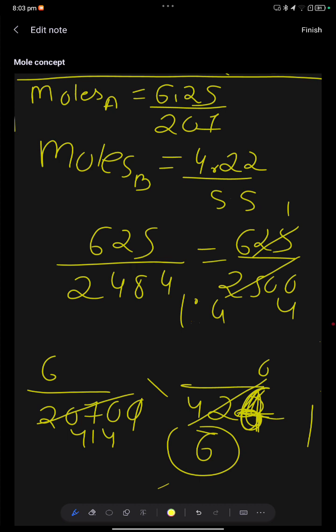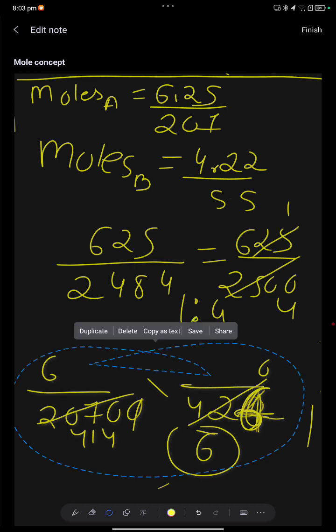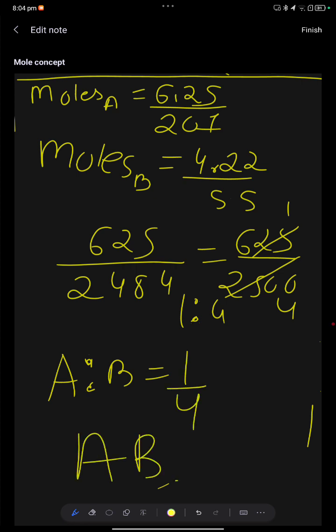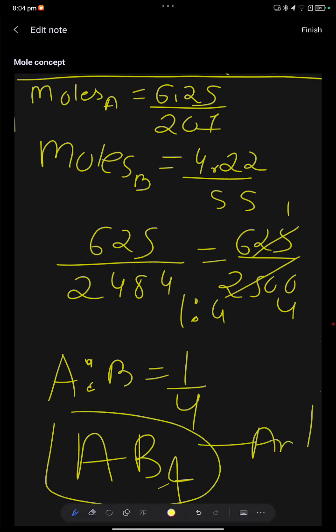So after getting this ratio of 1:4, the thing we can conclude is that A is to B is 1 is to 4. So the empirical formula will be AB4. So this is our answer. You just have to do this calculation by moles and this is done.